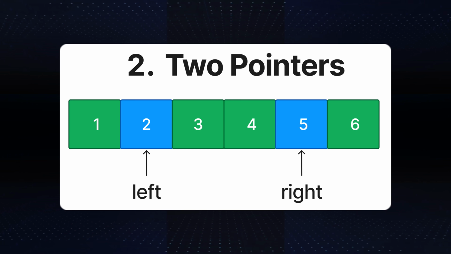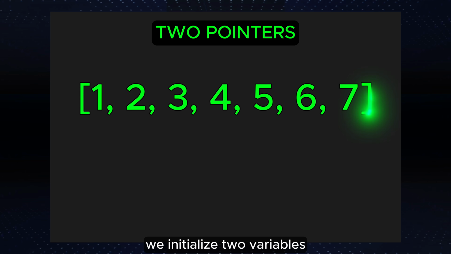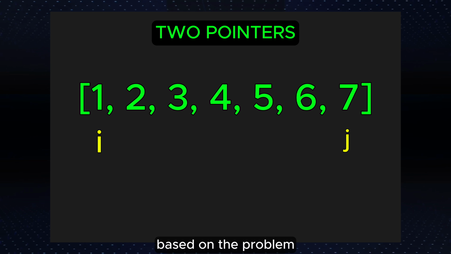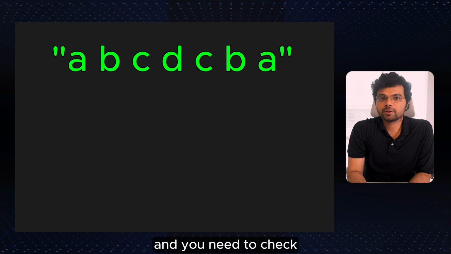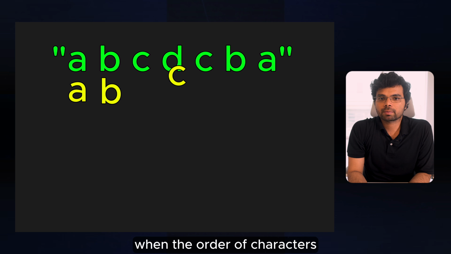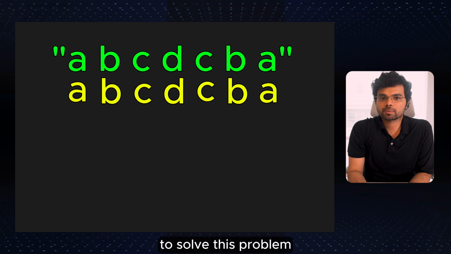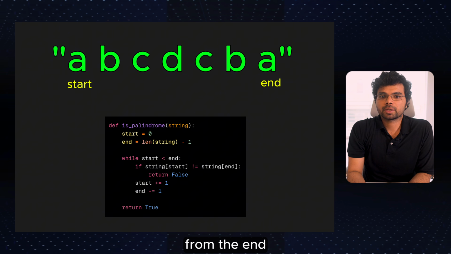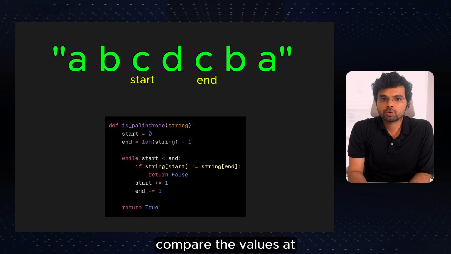Next one is the two pointers pattern. In the two pointer approach, we initialize two variables and move them towards each other or away from each other based on the problem. For example, let's say you are given a string and you need to check whether it's a palindrome. A string is a palindrome if it's the same when the order of characters is reversed. To solve this problem using the two pointers approach, use one pointer to iterate from the beginning and the other from the end. At each step, compare the values at both pointers.